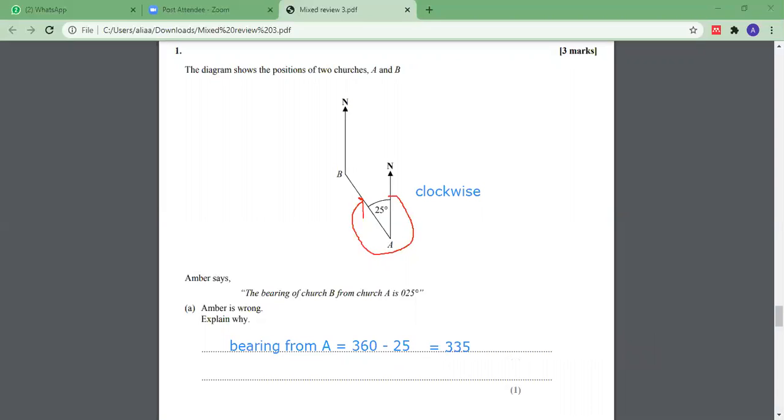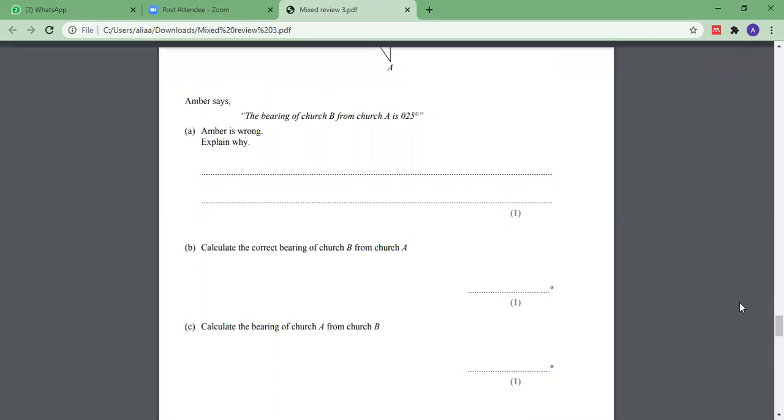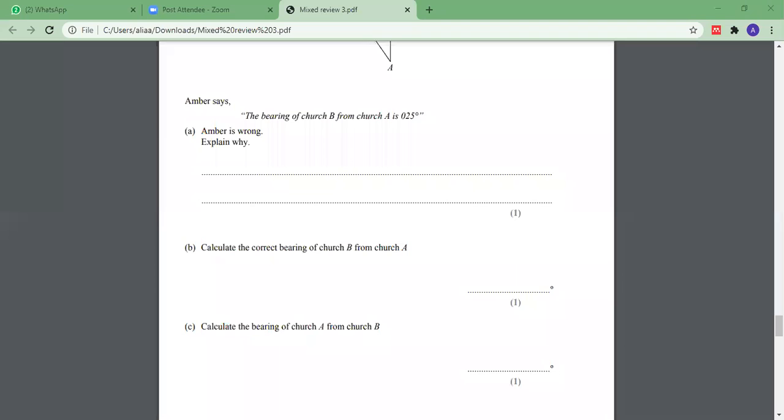Okay, let's see the next question. Calculate the correct bearing. So we took it. From A is 335. What about the bearing here? We took that it's 335. What about the bearing from B? From B, so I'm going to take it. We have a rule. Do you remember the rule?